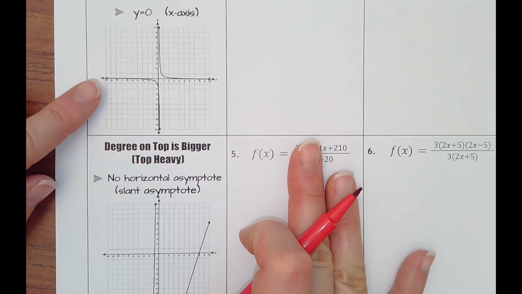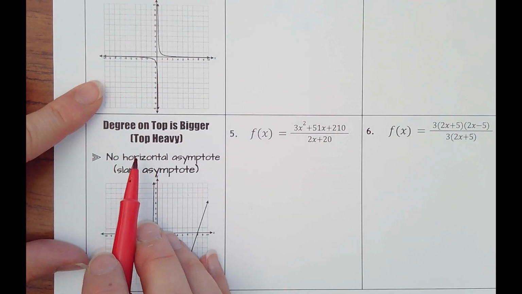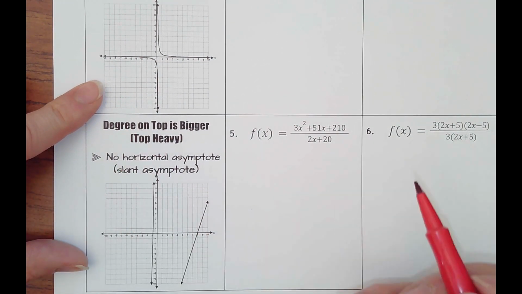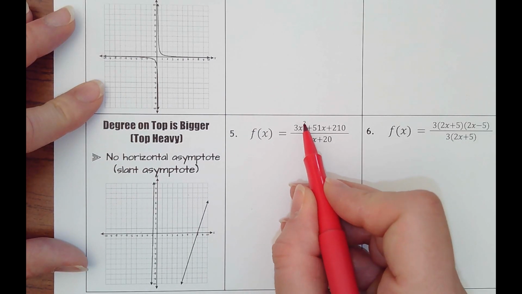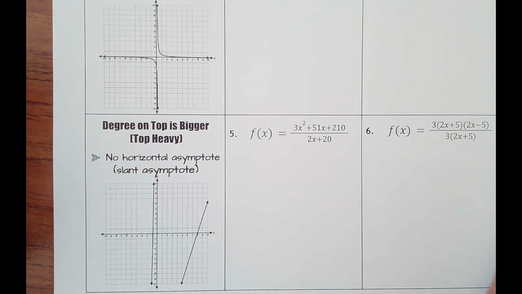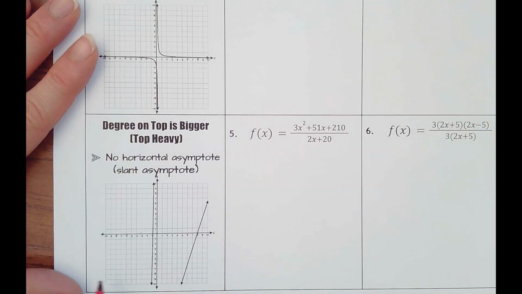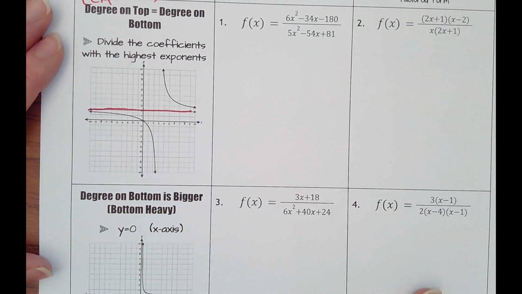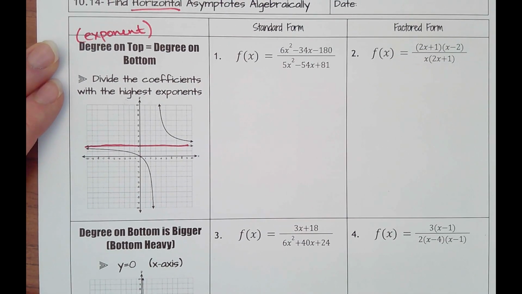And then the last thing that can happen is that it can be top heavy, where the degree on the top is bigger than on the bottom. So see how it's x squared over x. That means there's going to be no horizontal asymptote. It actually has a slant asymptote, but for this assignment you just need to know that it does not have a horizontal. Okay, so let's try them.